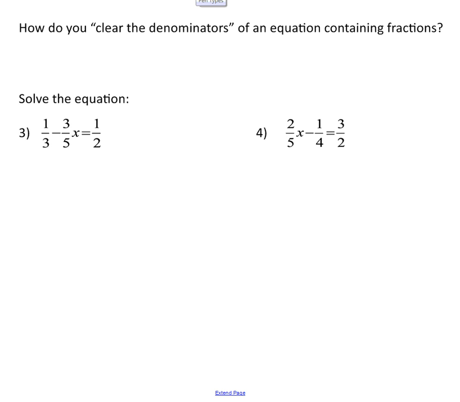So let's continue our discussion on solving general equation types. In this case, we're going to deal with some equations that contain fractions. And what we want to do, in order to help us solve the equations that contain the fractions, is clear the denominators. What does that mean? In our case, in order to clear the denominators, we're going to multiply by the least common denominator.